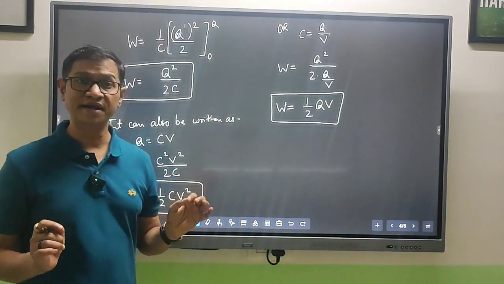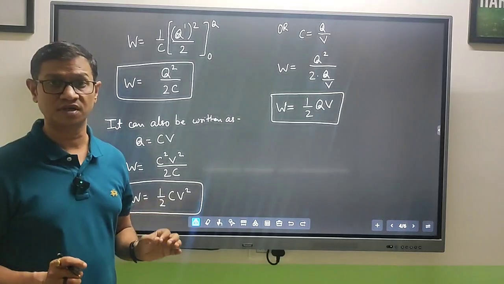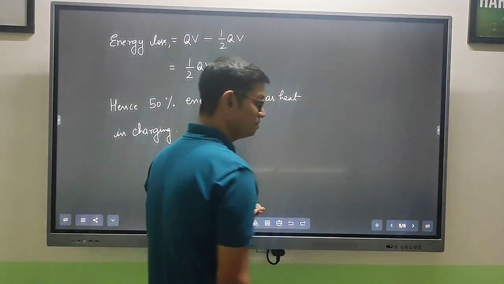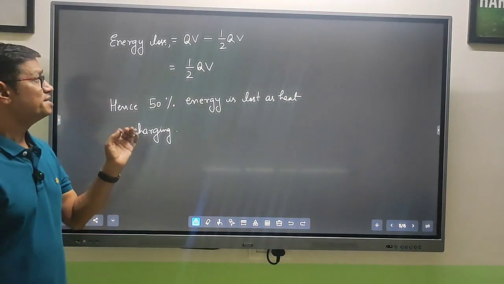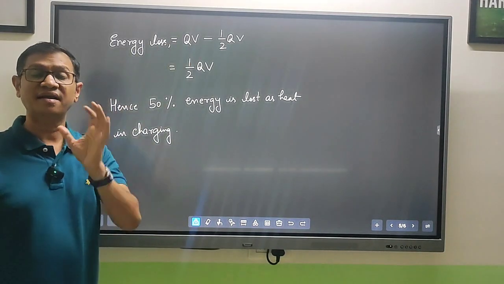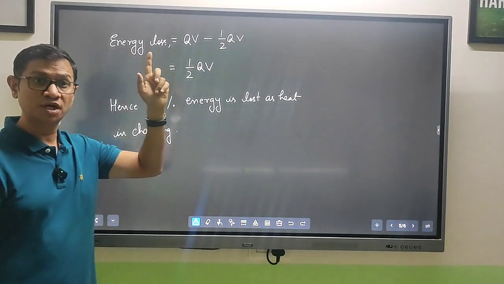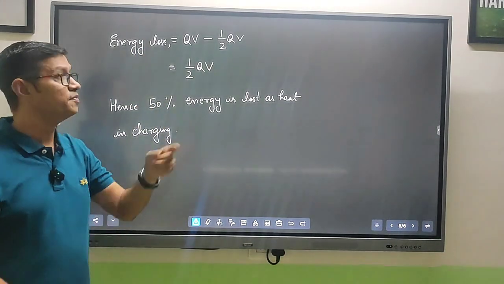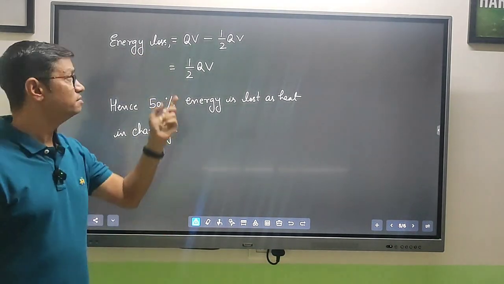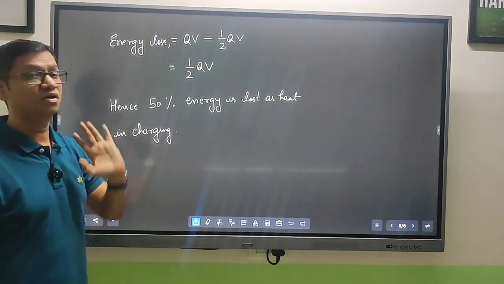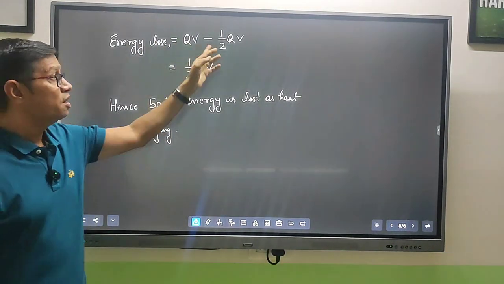I just wanted to remind you of a small concept which we talked about in the offline class also. During this charging, something happens. See how much charge the battery has moved across the circuit: Q charge, and the potential difference is V. So what is the work done by the battery? Q into V. Total work done by the battery is Q into V. Q charge has been moved through V potential difference.